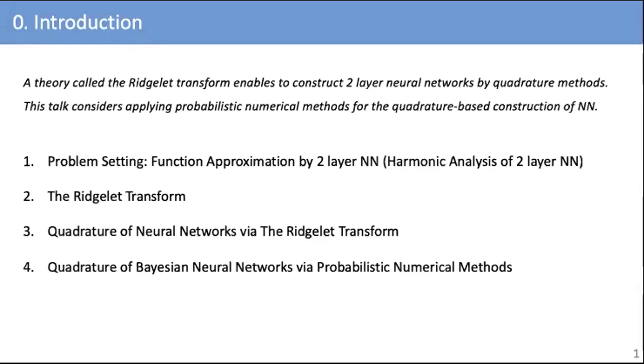I will first talk about the problem setting of this research, and secondly introduce the Ridgelet Transform. And then we will see how the Ridgelet Transform enables us to construct neural networks by quadrature. And finally, I will show that probabilistic numerical methods are useful for this scheme, and fundamentally turn it into a Bayesian setting. Okay, so let's move on to the first section.